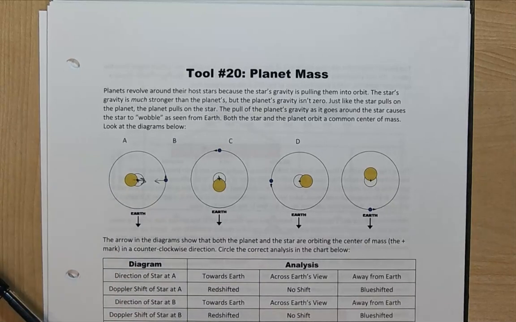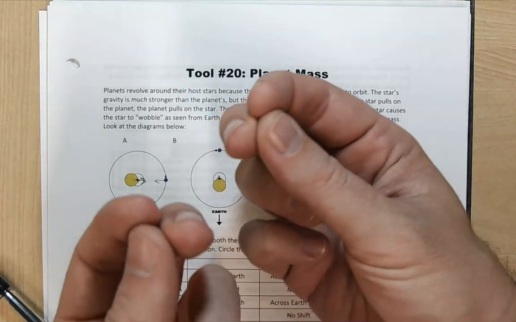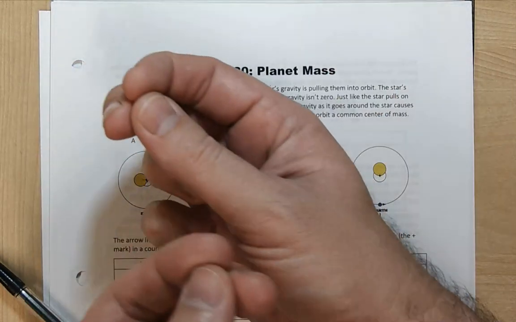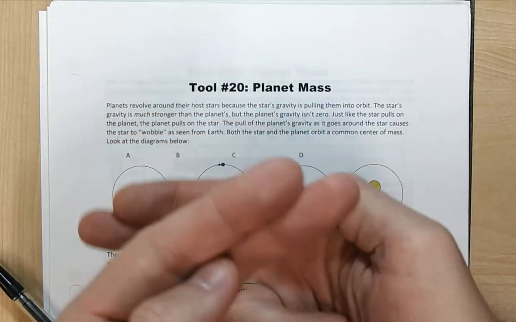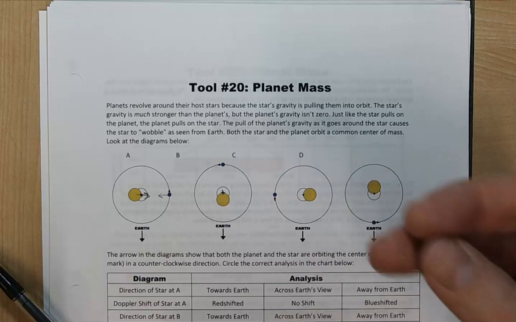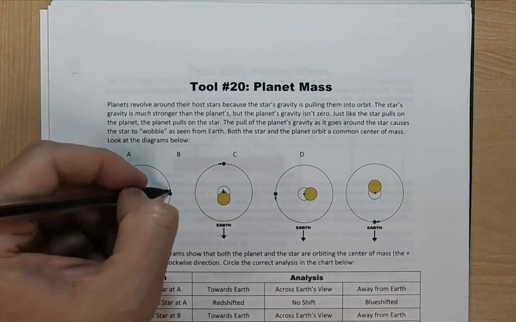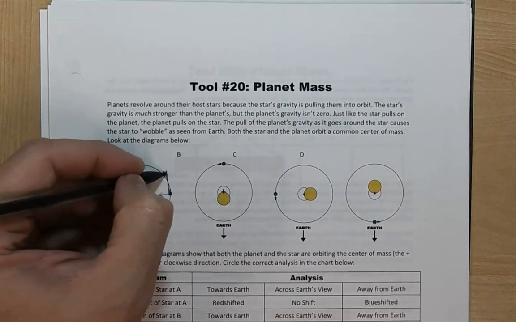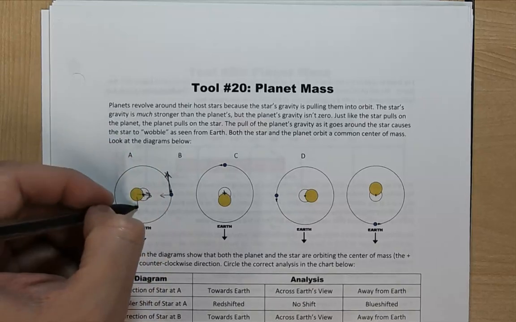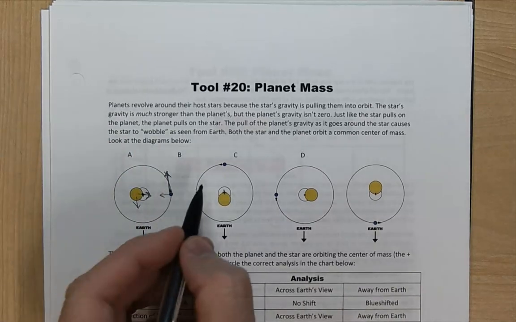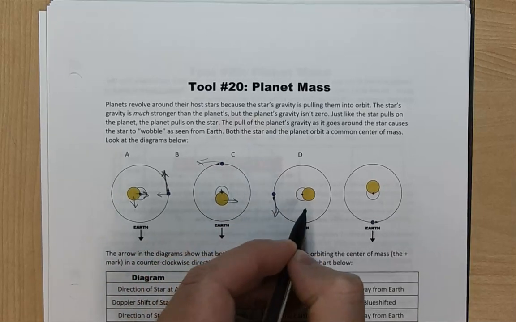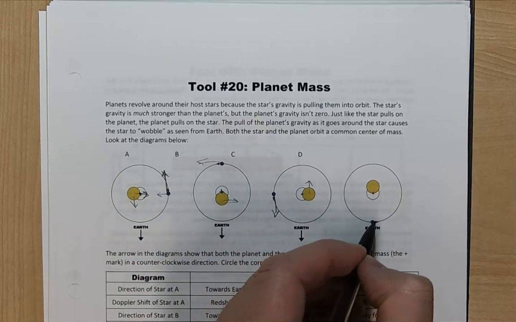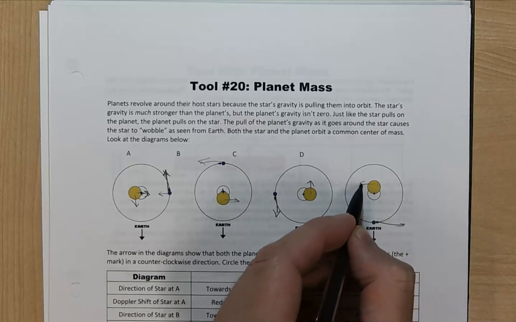And so if the star and the planet are orbiting around each other, then they're going to be going in opposite directions, right? If the planet is going this way at any given instant, then the star is going this way. If the planet is moving this way, then the star is going this way. If the planet's going this way, the star is going that way.